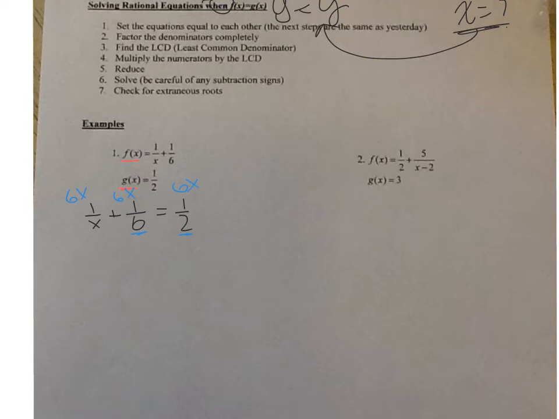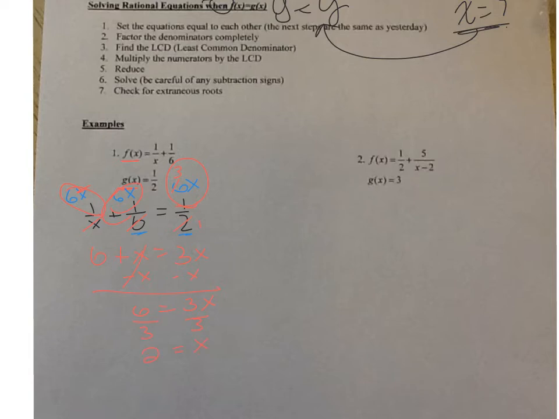So now we will reduce. So x and x reduce, so I'm left with 6 times 1 is 6. 6 and 6 reduce, so I'm left with plus x equals, and 2 and 6 reduce to 1 and 3, so I'm left with 3x. So I'm going to minus x. I get 6 is equal to 3x. Divide by 3. x is equal to 2.